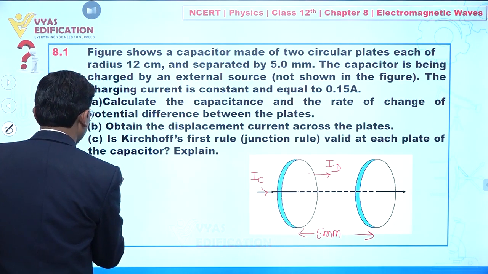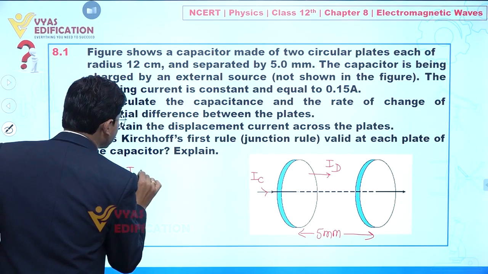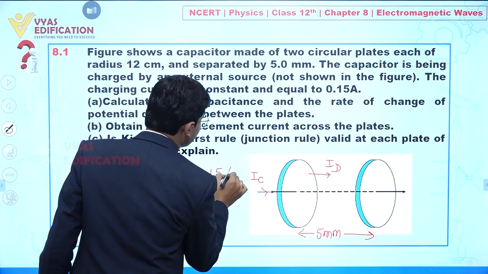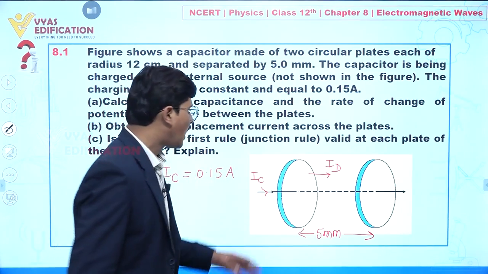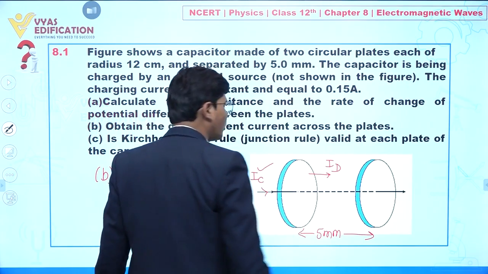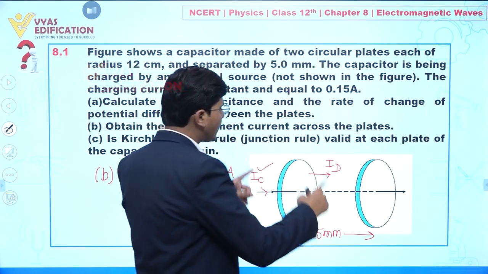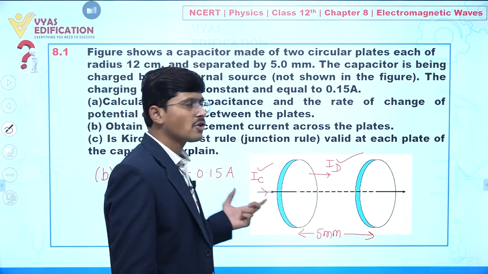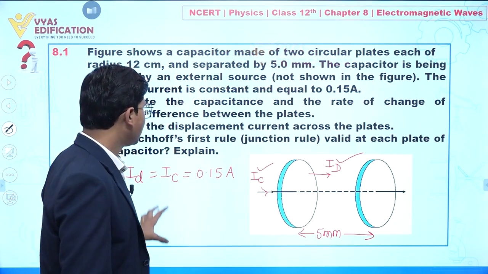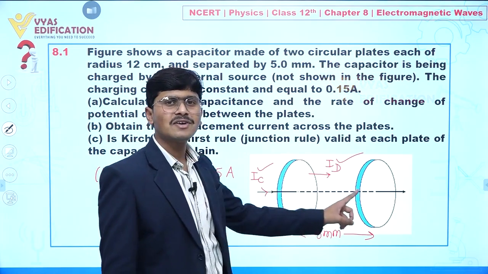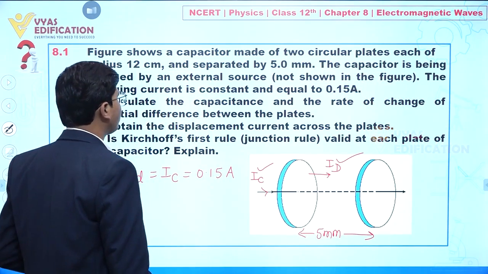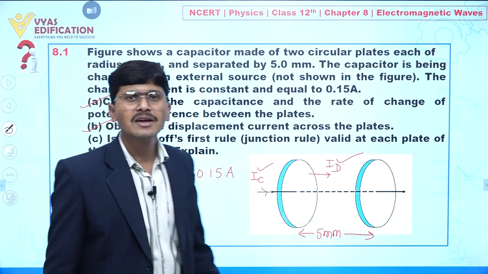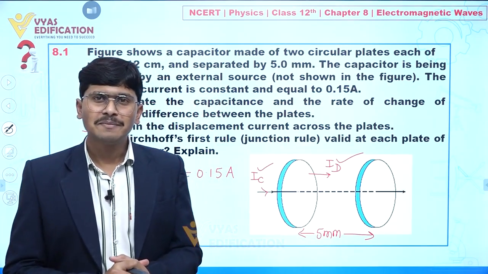So this is very easy. We can say displacement current is equal to conduction current, and this value we have equal to 0.15 ampere, clear. Outside this parallel plate capacitor we have only conduction current, and between the plates of this parallel plate capacitor we have displacement current, clear. But if we talk about magnitude, the magnitude is the same, and we can say IC equals ID, equal to 0.15 ampere, clear. So we can say A and B are completed.